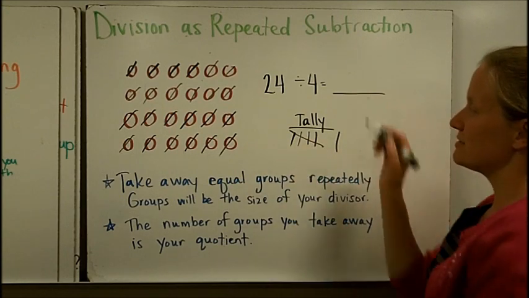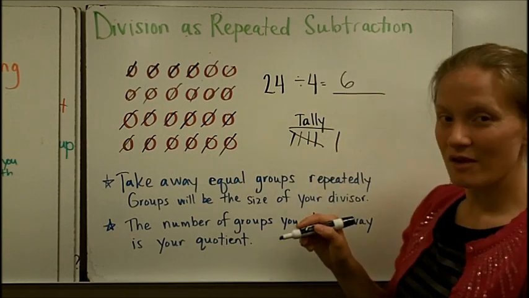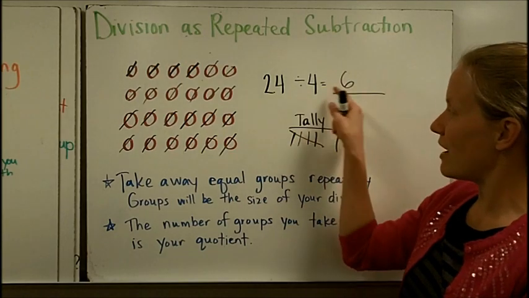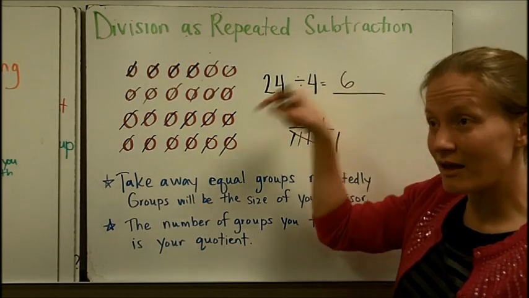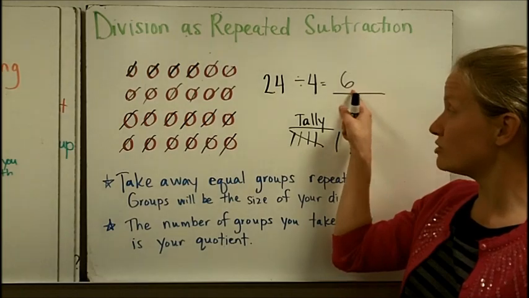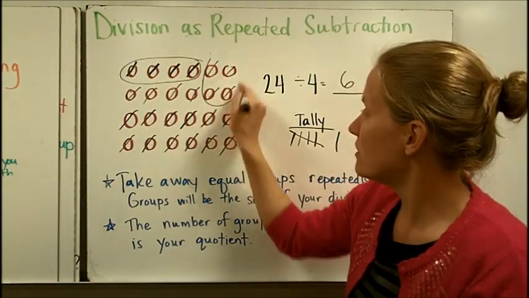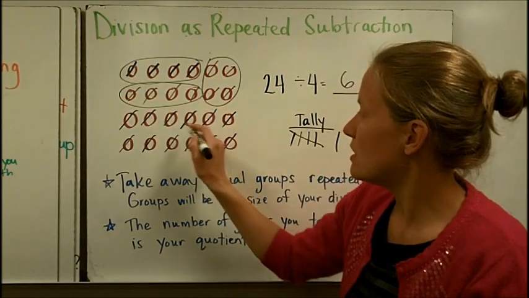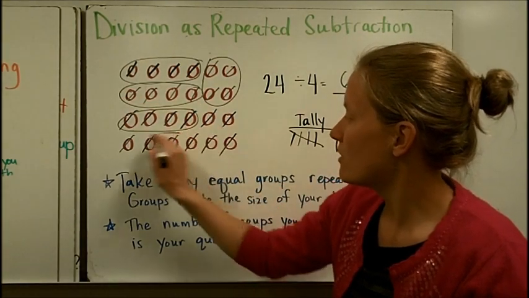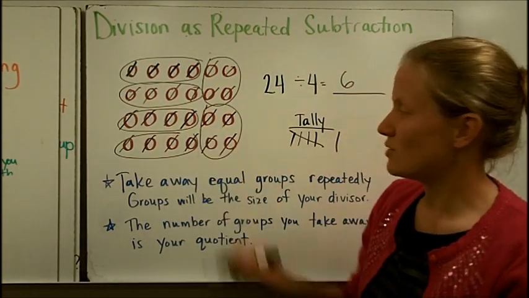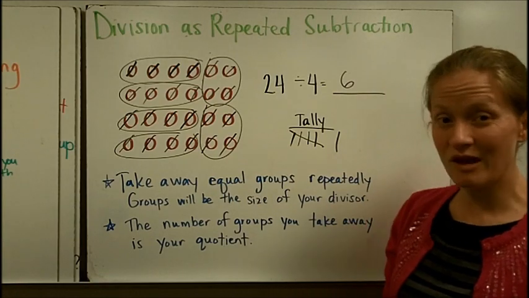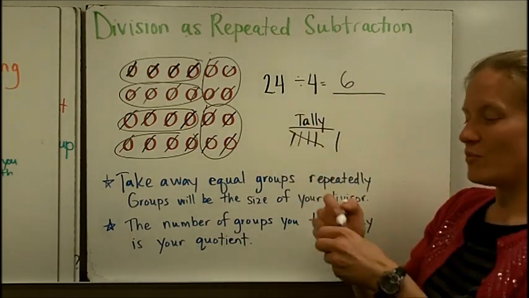So because I had 6 groups of 4, I know that my inside dividend, outside divisor, up top quotient would be 6. You can see also here 1, 2, 3, 4, 5, 6. We can see 6 groups of 4 that we repeatedly pulled out.